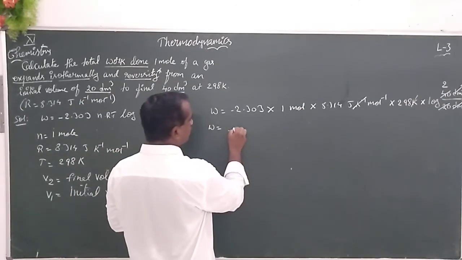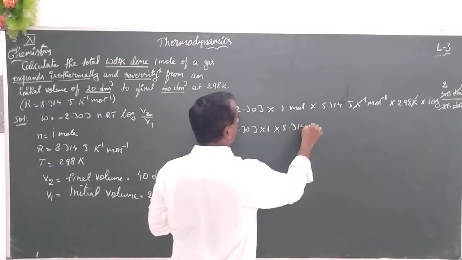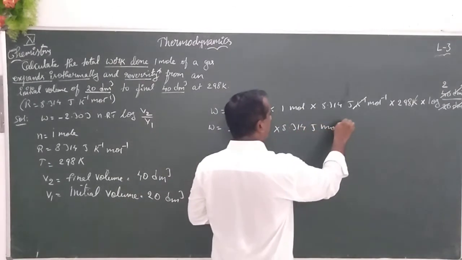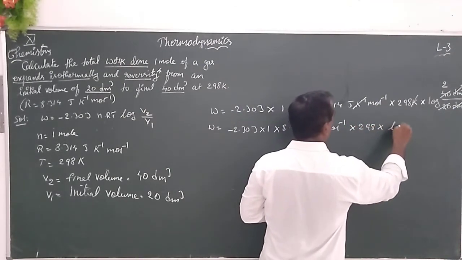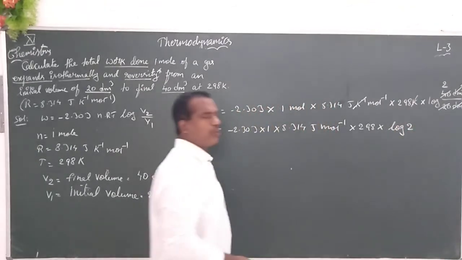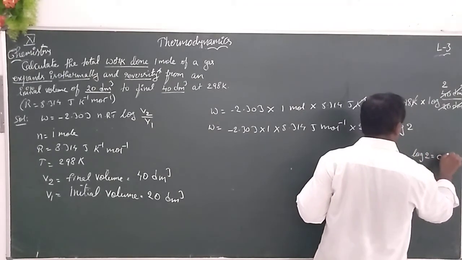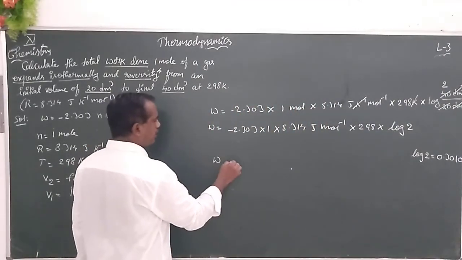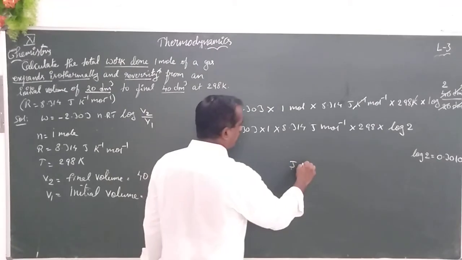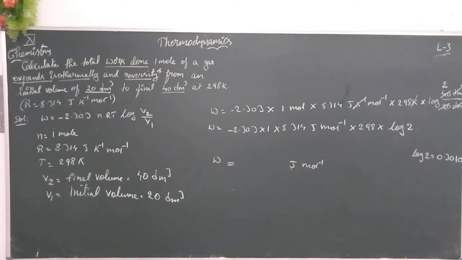Here one major thing you must not forget: W is equal to minus 2.303 into 1 into 8.314 joule mole inverse into 298 into log 2. Do you remember the log 2 value? 0.3010. So substitute this value and you get the answer in joule mole inverse. So do the calculation, children, and in this method you do the remaining problems. Thank you.